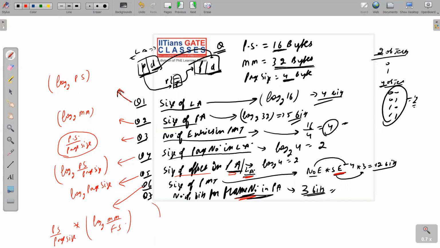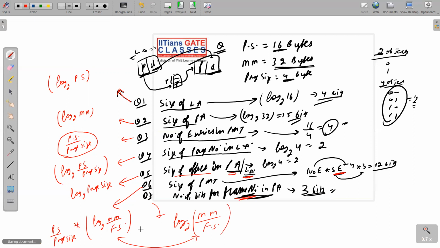And what is the number of bits for frame number in physical address? That is very simple. The number of bits for frame number will be main memory size divided by frame size, number of bits needed, so log base 2. So that is our answer. So this and this are the same here. I hope you have got the entire idea about how exactly paging is done. I think there is no problem with any of you.